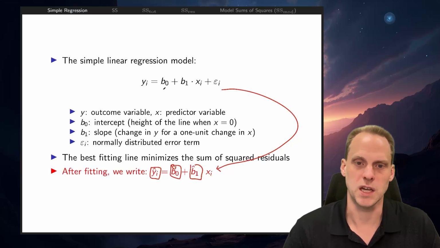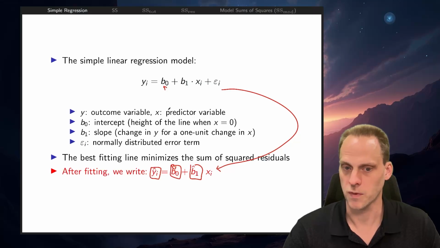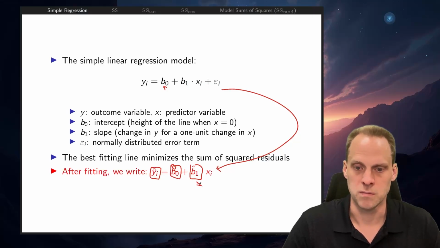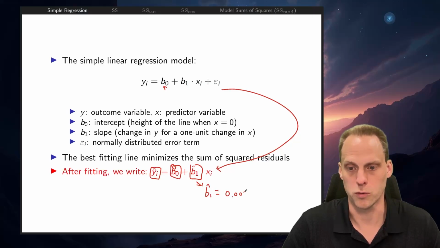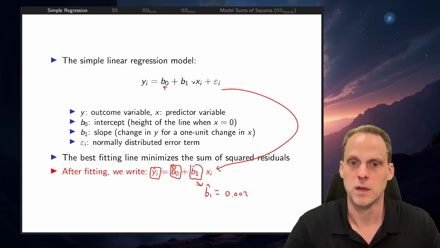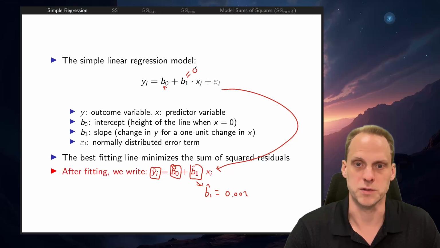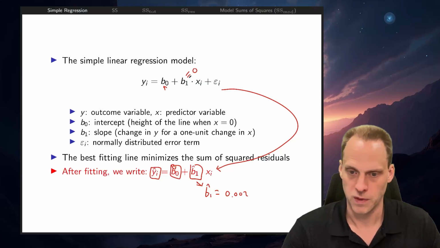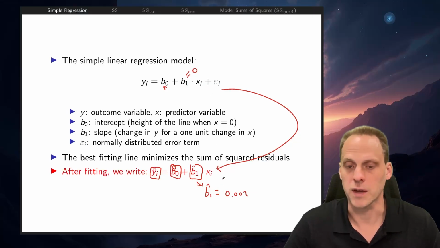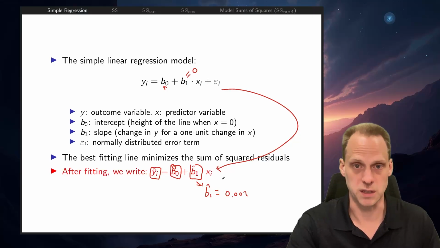They might not be the same as these true parameters, right? So maybe b1 hat equals like 0.002, something very low, and b1 actually equals 0. There is no effect, right? And that's what we're trying to find out using statistical significance testing.